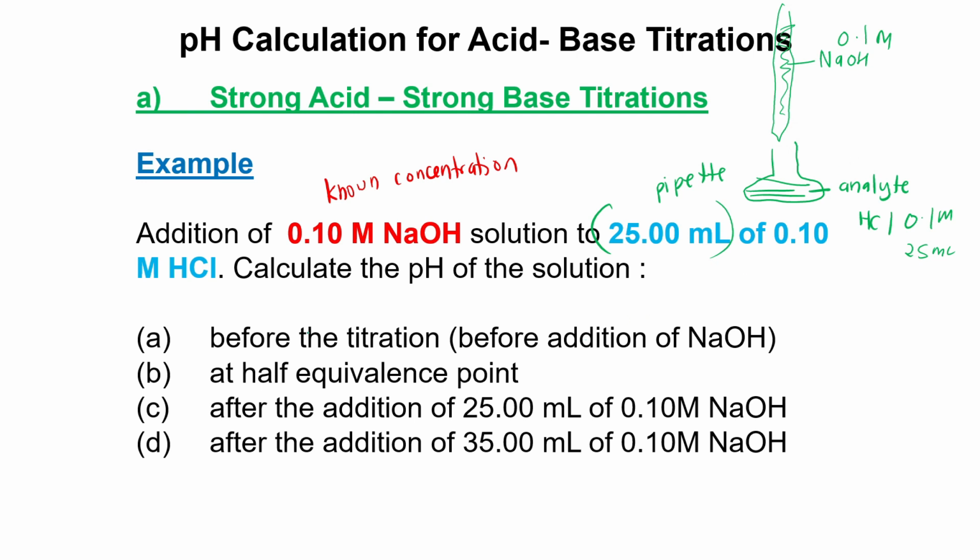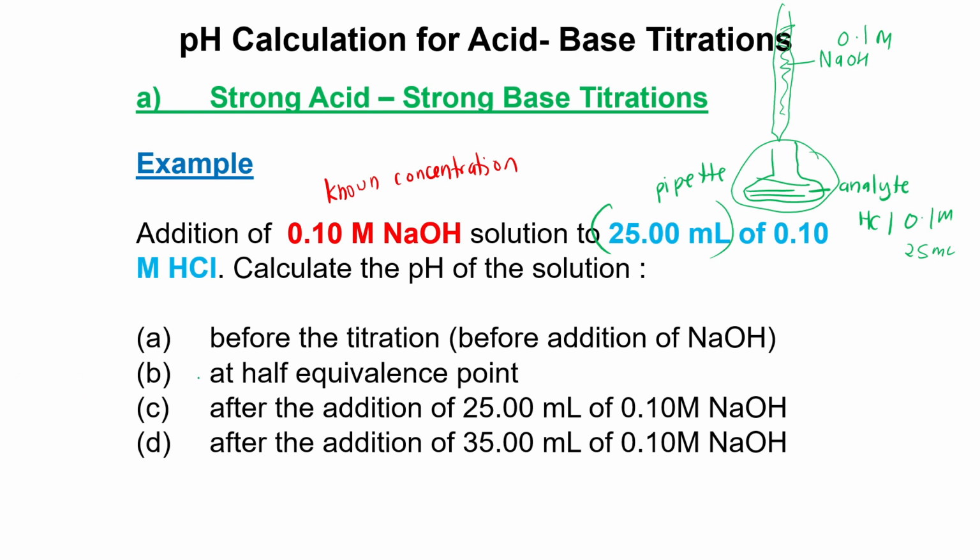Okay, so the first pH kita akan calculate before the titration begin. Meaning sebelum ditambah NaOH kepada conical flask. So meaning kalau kita tak mula lagi titration, pH pada awalnya tu ditentukan oleh pH of strong acid, HCl. So kita tahu HCl 0.1 molar. So kita akan calculate pH daripada dissociation of this strong acid.